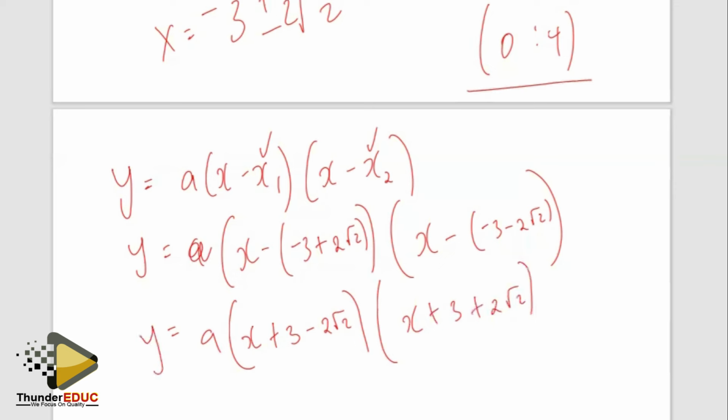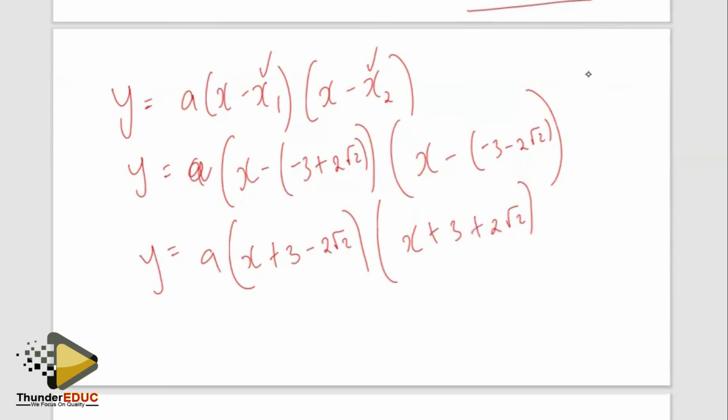Then at this point of 0 and 4, let's replace x with a 0 and then y with a 4 so that we can obtain our value of a. So 4 is equal to, that's a 0, that's a 0. So 3 minus 2 root 2, multiplied by 3 plus 2 root 2. That gives me a 1. If I use my difference of 2 squares, that's my 1a. So which means a is a 4.